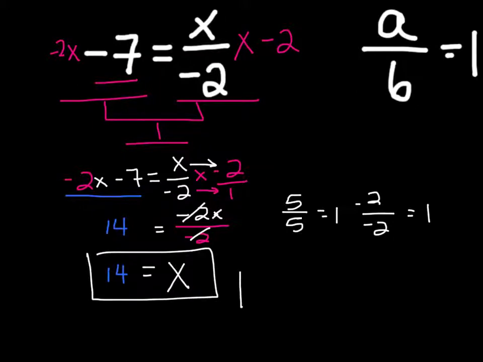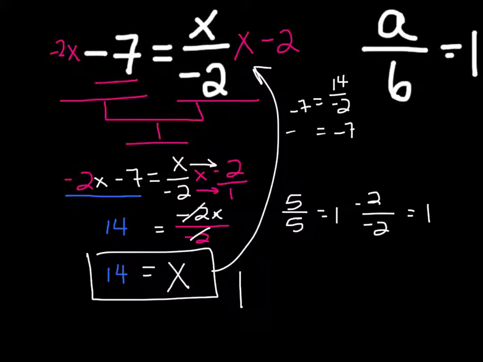Now we can put this back into the original equation right up here, and we can say negative 7 is equal to 14 divided by negative 2. 14 divided by negative 2 is negative 7. So negative 7 equals negative 7. I think we all agree on that. That's pretty awesome. We can say, check, that one works.